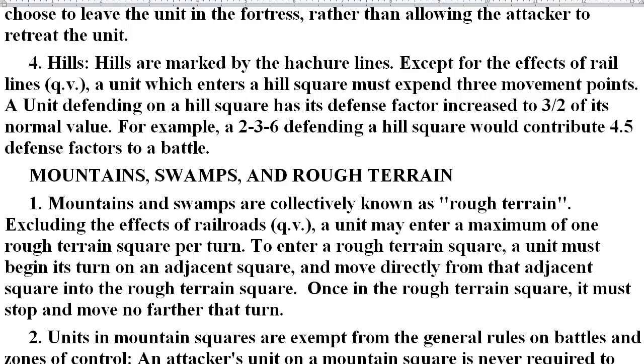The rules for movement through mountains and through swamps are the same, so we just lump them together as rough terrain and talk about them once. Except for the effect of railroads, a unit may enter at most 1 rough terrain square per turn. You must start your turn adjacent to the rough terrain square. You then move 1 square into the rough terrain square, and there you must stop. You move no further that turn.